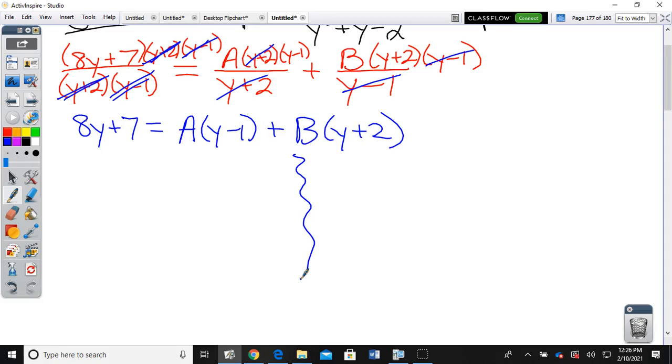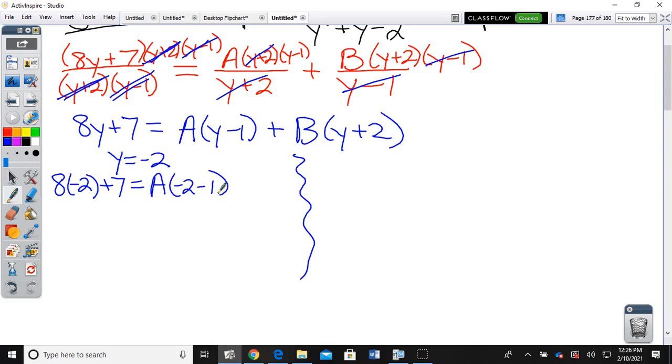If I want to get rid of B, what could I let y be that would get rid of B? Negative 2. Because what's negative 2 plus 2? 0. And 0 times B? 0. Gone. Okay? So I'm going to let y be negative 2, and plug in negative 2 in the rest of the equation. So, 8 times negative 2 plus 7 will equal A times negative 2 minus 1.